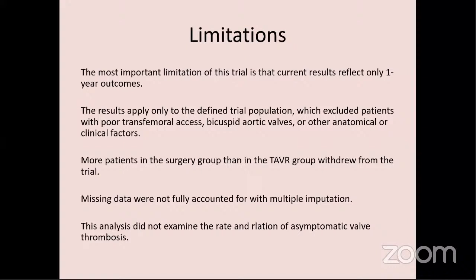The limitations of the trial: the most important limitation is that current results reflect only 1-year outcomes. The results apply only to the defined trial population, which excluded patients with poor transfemoral access, bicuspid aortic valve, or other anatomical or clinical factors. More patients in the surgery group than in the TAVR group withdrew from the trial. Missing data were not fully accounted for by the multiple imputation. This analysis did not examine the rate and the relation of asymptomatic valve thrombosis.